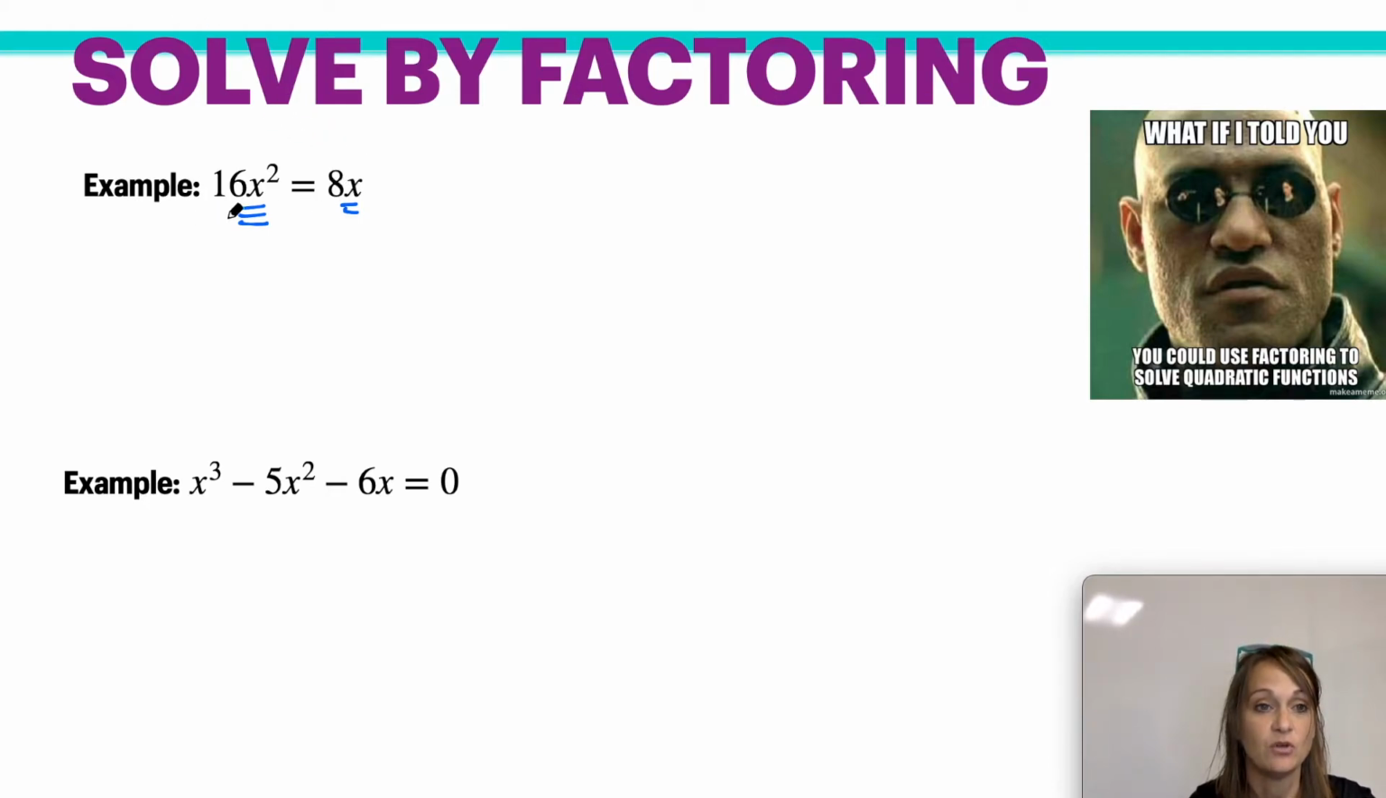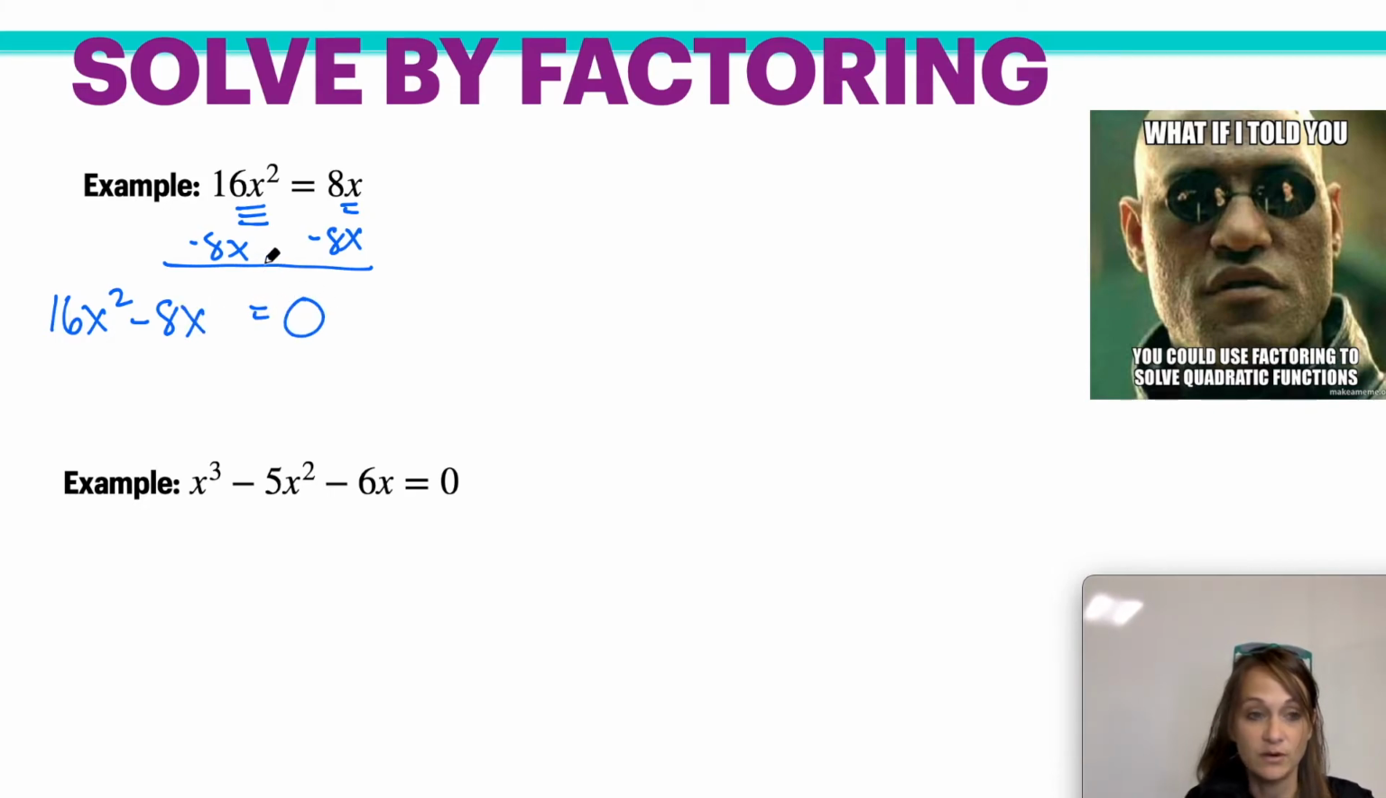Have to. So to set this equal to 0, I'm going to subtract 8x from both sides. I will get 16x squared minus 8x equals 0. Remember, you always want it set equal to 0. Now, based off of a previous video, we learned how to factor this. First, you always take out what's in common. There is an 8 in common in both terms, and there is an x in common. So you can factor out an 8x.